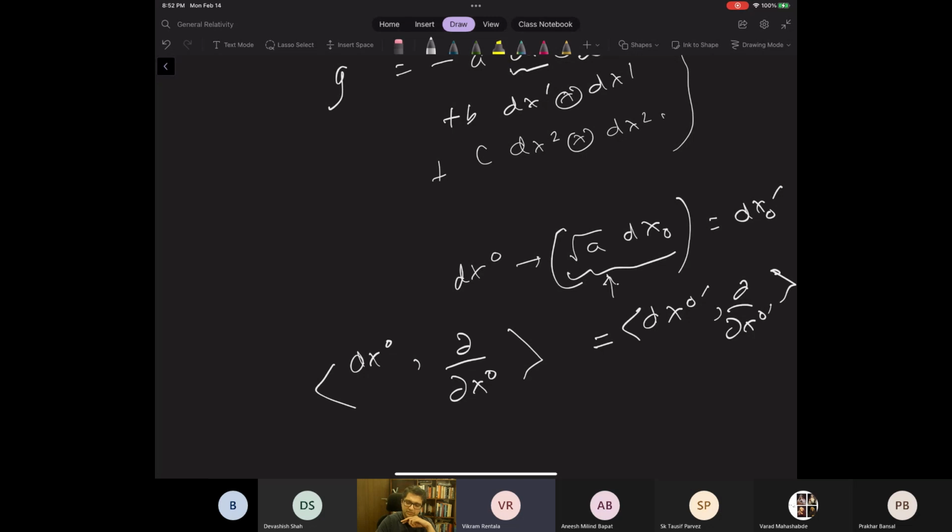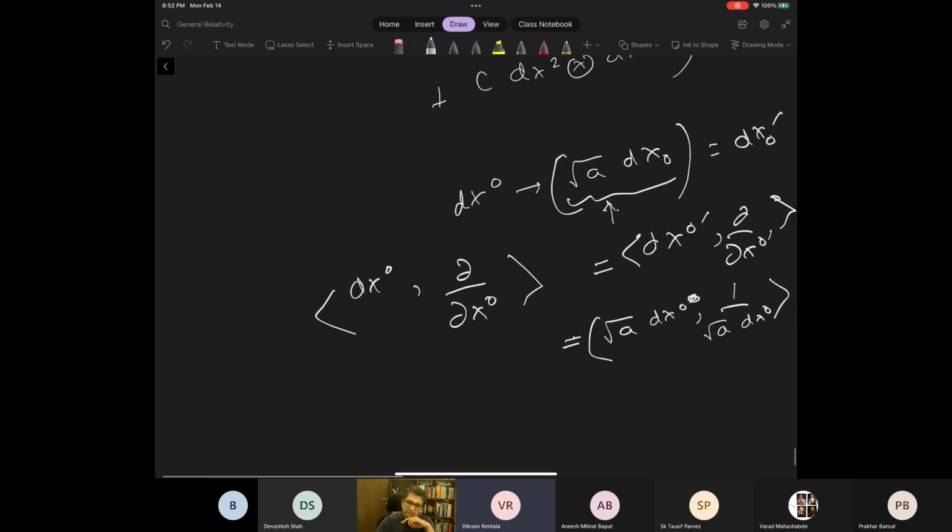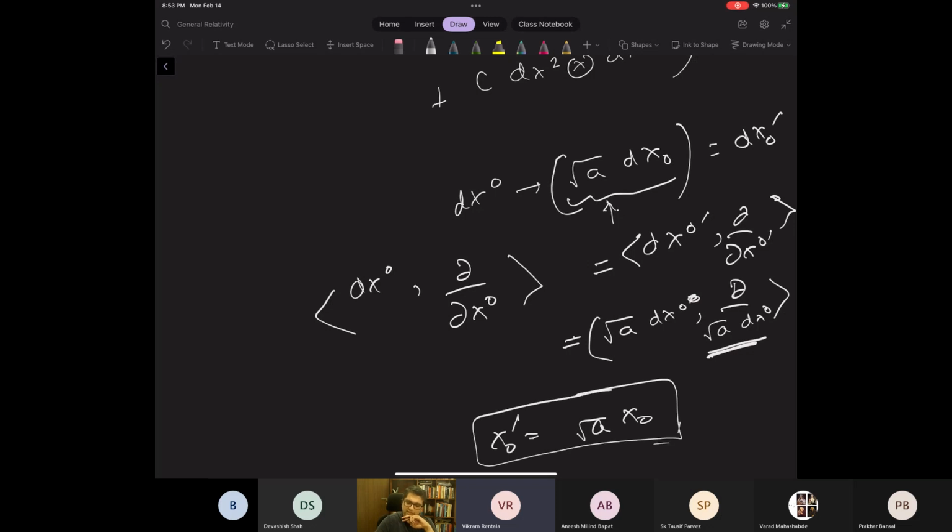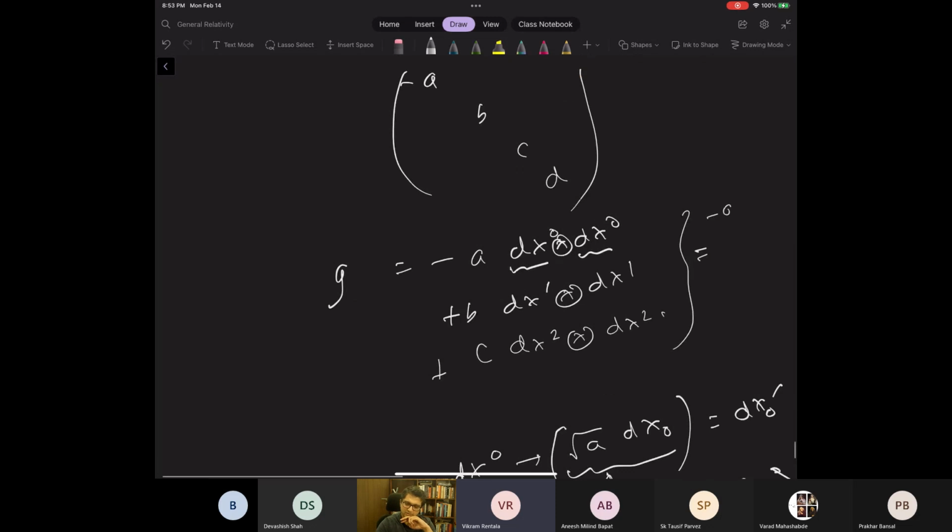The way I can preserve this with this change is that I can write this as square root a dx0 prime, and I can write this as 1 by root a dx0. So effectively, if I take this to be my vector along the x direction, I have really just rescaled my x0 coordinate by an amount square root a times x0. If I rescale it like this, then in the new coordinate system it will become -1 times dx0 prime wedge dx0 prime. Similarly, you can do it for the other coordinates.